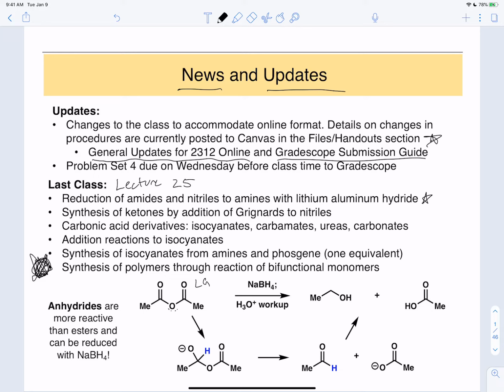And along the way, we see that we can do our normal addition to give us an intermediate alkoxide. This is able to then fragment to kick out a carboxylate leaving group to make an aldehyde, and the aldehyde can be further reduced to go to a primary alcohol after workup. And similarly, this cannot reduce any further because it's just like a carboxylic acid. You cannot reduce carboxylic acids with sodium borohydride. So this might be of additional interest for problem set 4 when you're looking at predicting the products section.